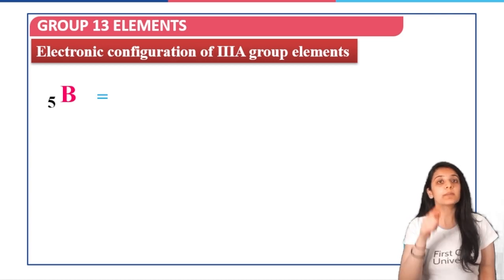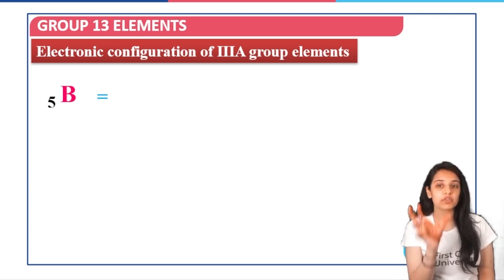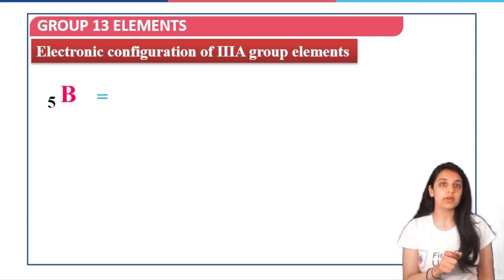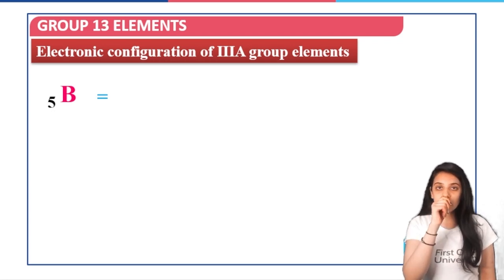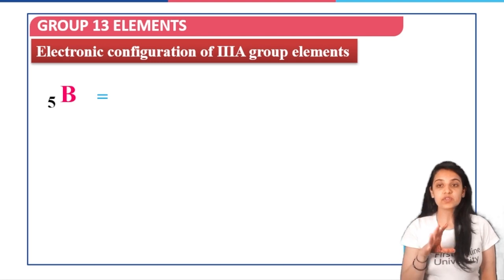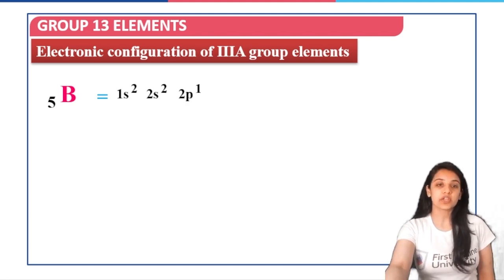But since we are talking about group 13, which is the first group of the p block elements, each of these elements that we are going to discuss will have np1 configuration, where n is going to be the period number. That is also the principal quantum number. Now when we talk about boron, since it is present in period 2 and it has atomic number 5, it's going to be 1s2, 2s2, 2p1. That's the electronic configuration of it.